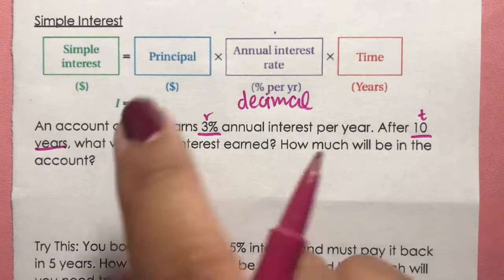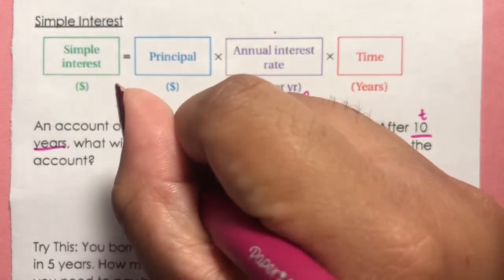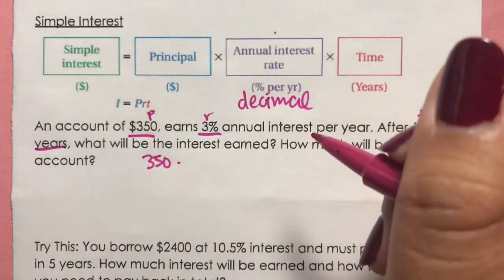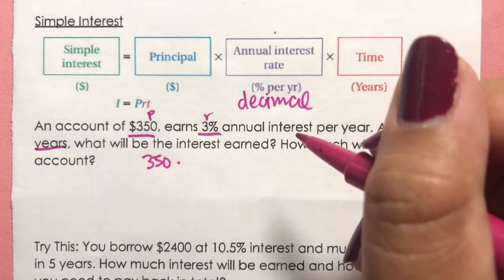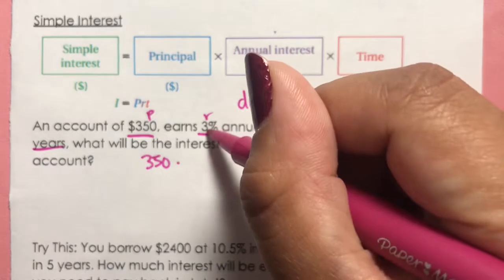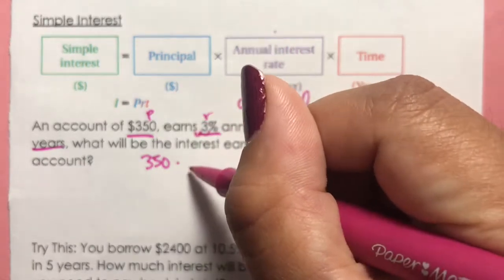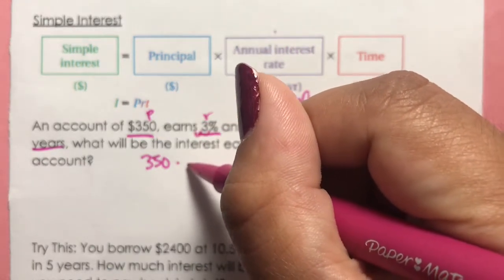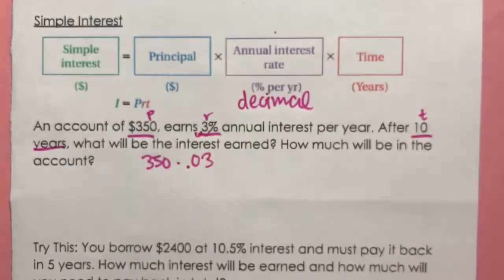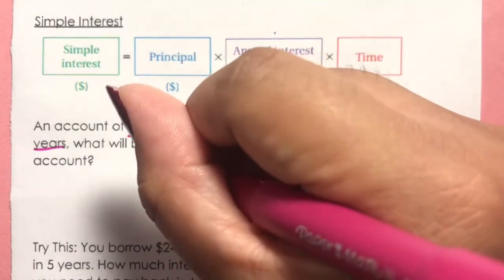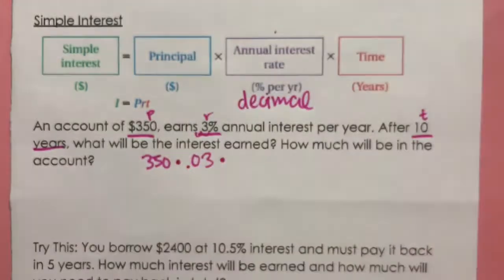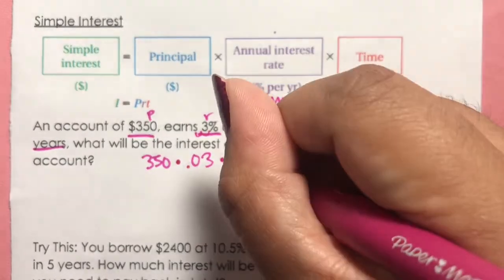So 350 times 3%, but we're not going to leave it at 3%. It's going to be a decimal. If we move the decimal over 2 places to the left, it's going to be 0.03. Multiply that by the time, which is 10 years.